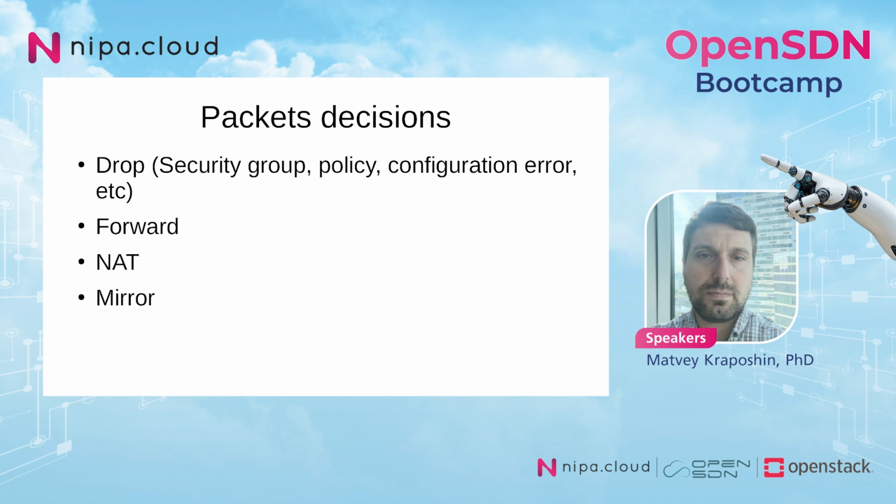Basically, there are four main packet decisions available in the vRouter forwarder. Drop, if we want to discard, delete a packet. For example, we don't know where this packet goes, or we don't want this packet to go further. Forward is a default action. Network address translation if you want to change its header, and mirror if you want to make a copy of a packet for some purposes.